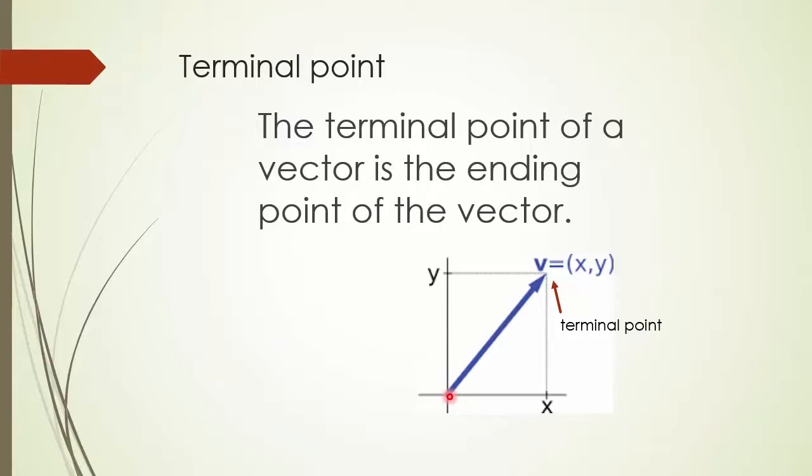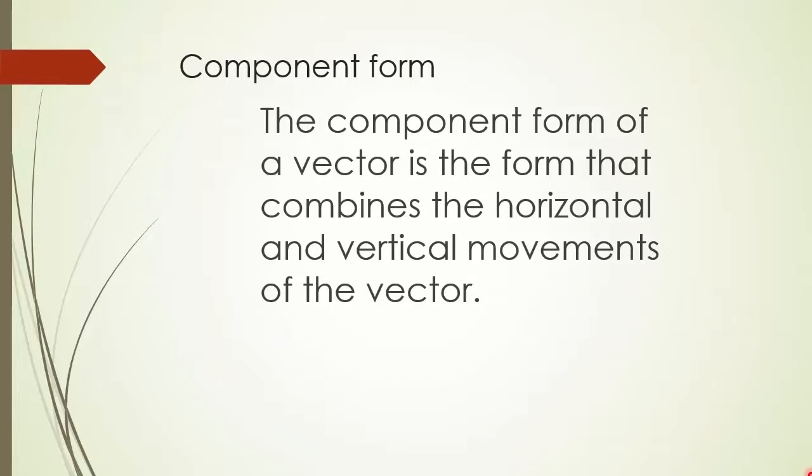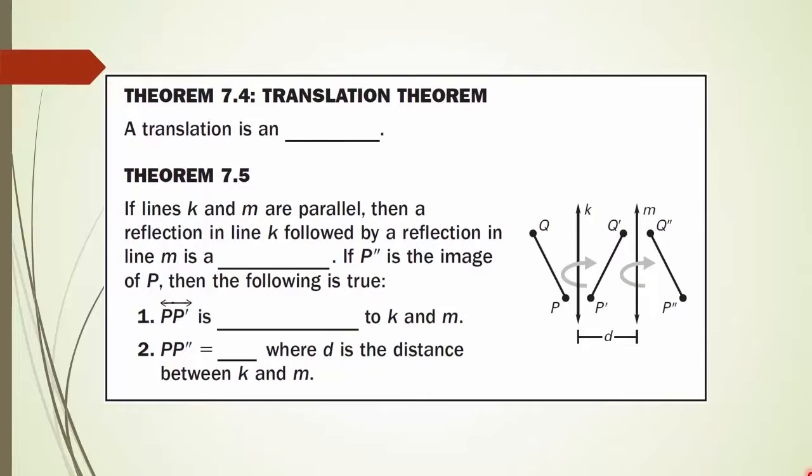Terminal point. The terminal point of a vector is the ending point of the vector. So in this case over here, the terminal point is where the arrowhead is. Finally, component form. The component form of a vector is the form that combines the horizontal and vertical movements of the vector. When we show the component notation, it is usually using these arrow-looking brackets. Theorem 7.4, Translation Theorem. A translation is an isometry. Remember, isometry means it doesn't change its size.